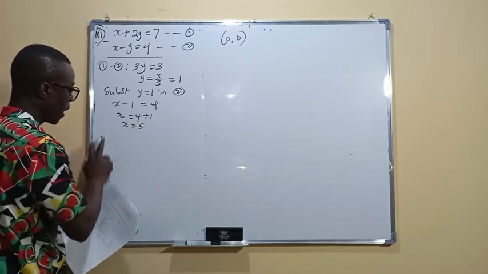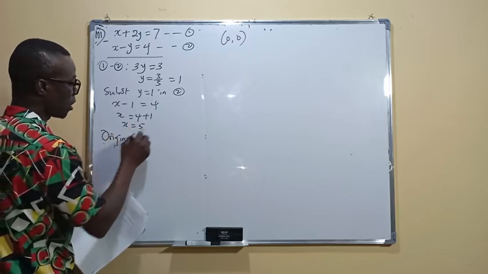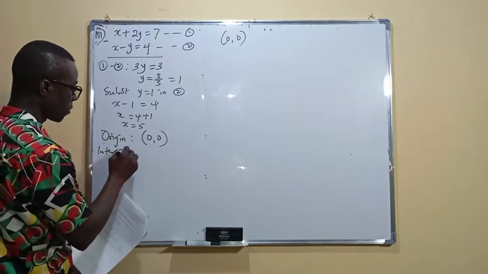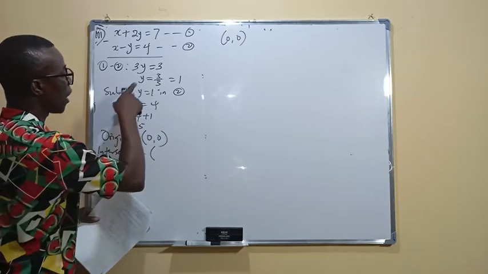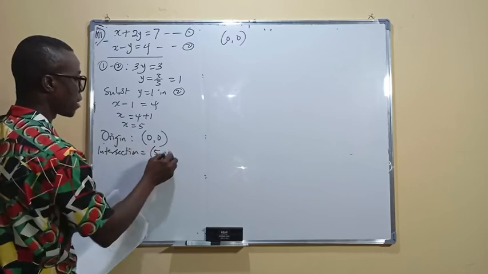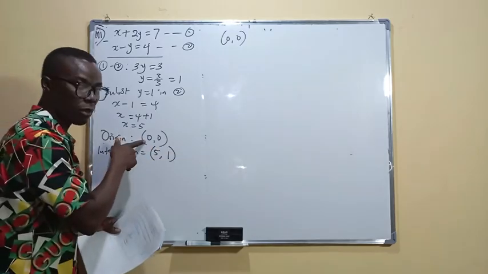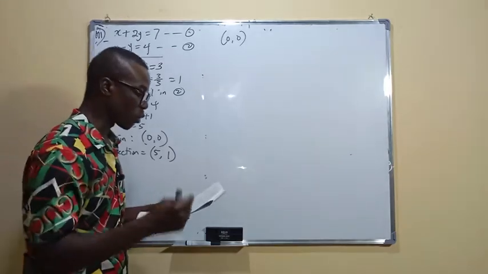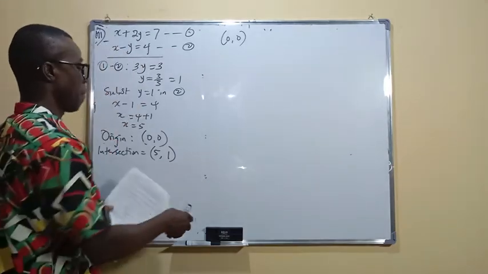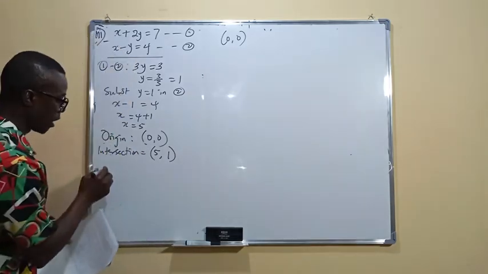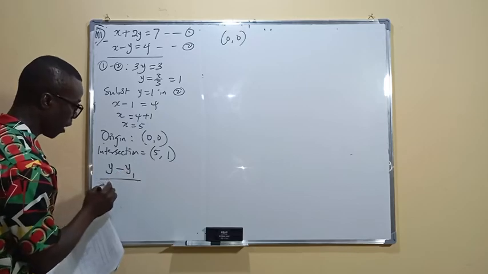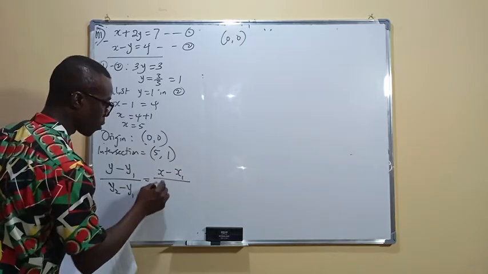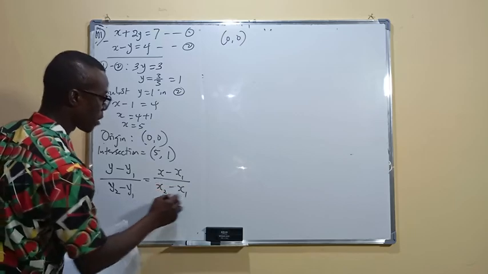So don't forget, it says that the line passes through the origin. So the origin is 0, 0, and the point of intersection is where the value of x is 5 and the value of y is 1. Now, it passes through the origin and the point of intersection. So now we should find the equation of the line. To find the equation of the line, there's a formula for that, and that's y minus y1 over y2 minus y1 equal to x minus x1 over x2 minus x1.